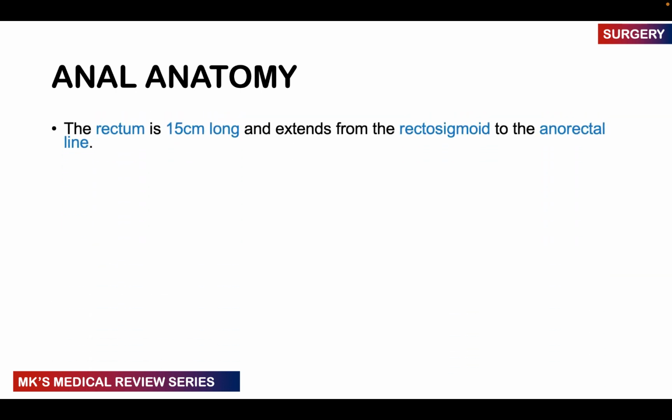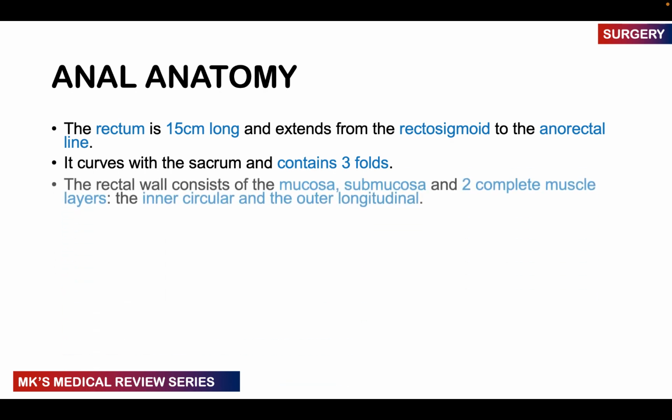So before we actually dive into talking about anal fistulas, let's cover a little bit about the anal anatomy. Remember that the rectum is about 15 centimeters long and extends from the rectosigmoid area to the anorectal line. It's curved with the sacrum and contains 3 folds.